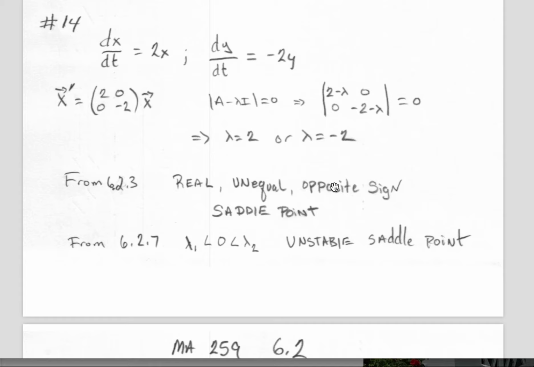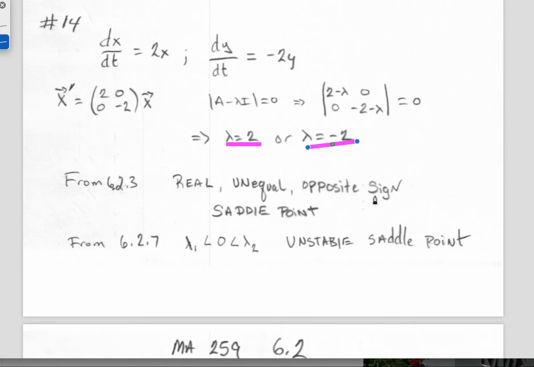I'm just going to use the next section's techniques, the 6.3 or 6.2, in order to solve these. So I find A, and then I do A minus lambda I. So I have 2 minus lambda, 0, 0, minus 2 minus lambda, take its determinant and set that equal to 0. And when I do that, I figure out that I have lambda equal to 2 or lambda equal to minus 2.